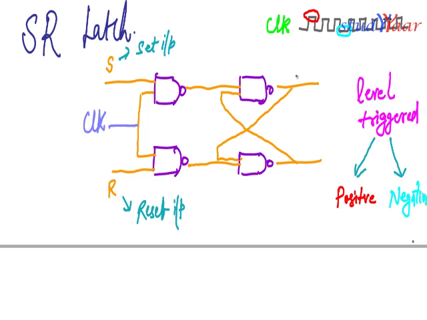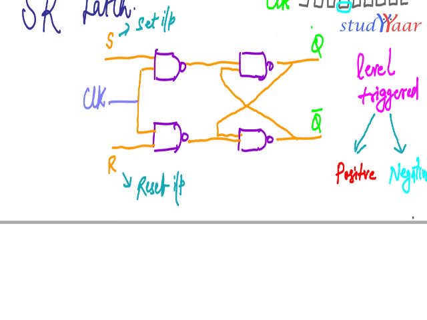You have your Q over here, and you have your Q bar over here. So I am assuming that this SR latch is positive level triggered. So let's see how this circuit works on the basis of different inputs. So I am just going to write over here, assuming positive level triggered.